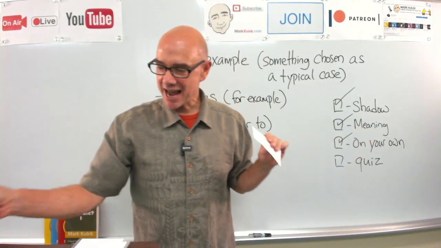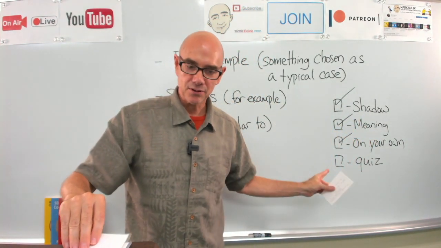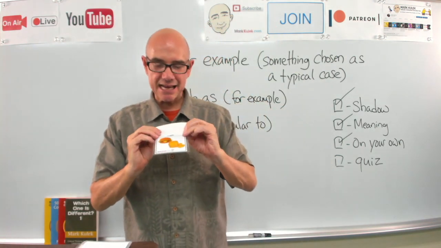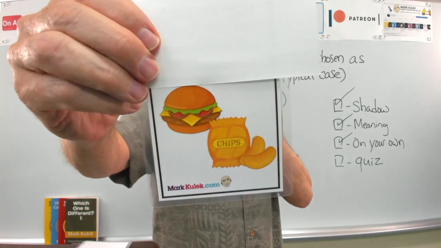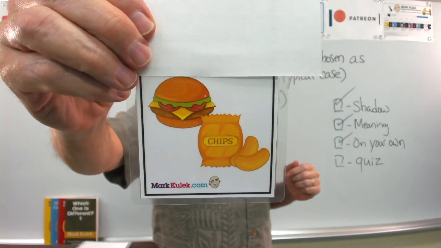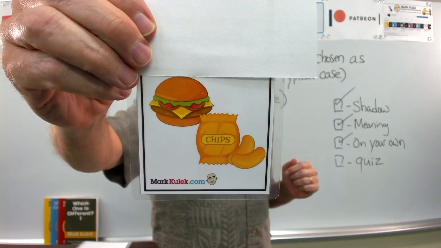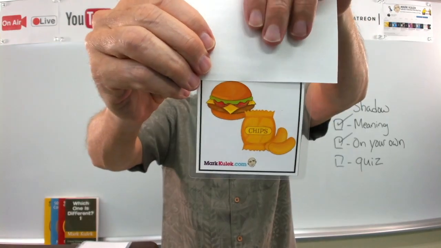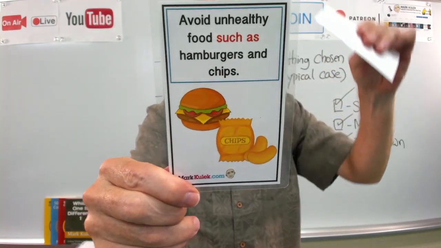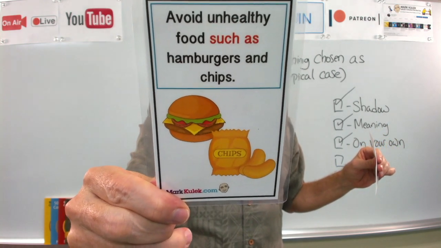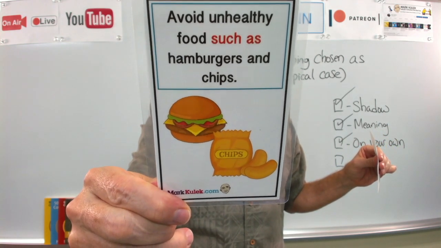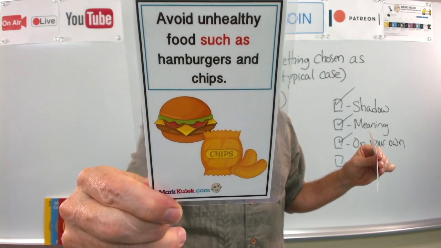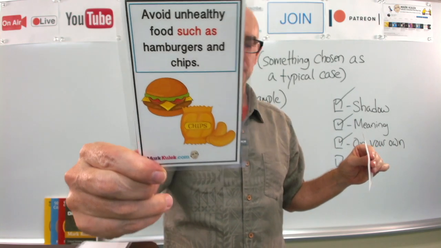All right. Now, card number 3 for the quiz. Last card. What is the sentence? Say the sentence. Okay, you got it? Okay, let's have a look. Avoid unhealthy food such as hamburgers and chips.